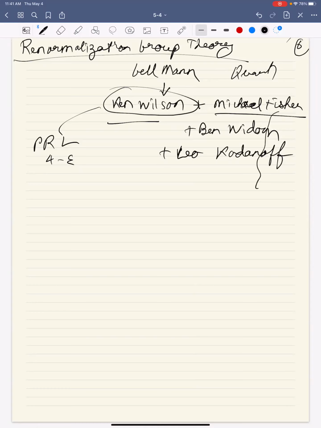Michael Fisher did not get the Nobel Prize, but he did get the Wolf Prize, which is almost next to the Nobel Prize in physics. So the idea was quite physical.